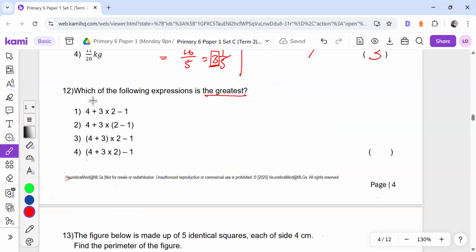Okay, now let's go to which of the following expressions is the greatest. You will have to work out the expression. So 4 plus 3 times 2, what do you do first? The 3 times 2. So 4 plus 6, then you do some mental sum. That will be 10.